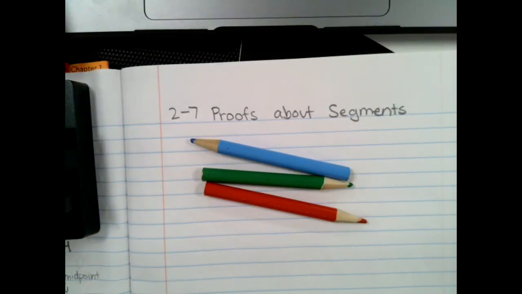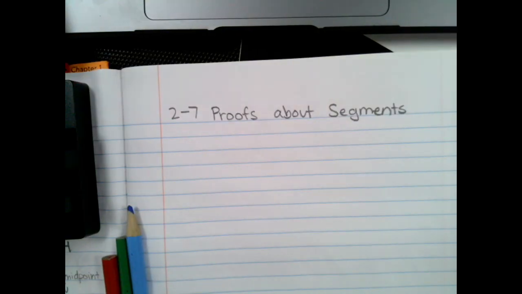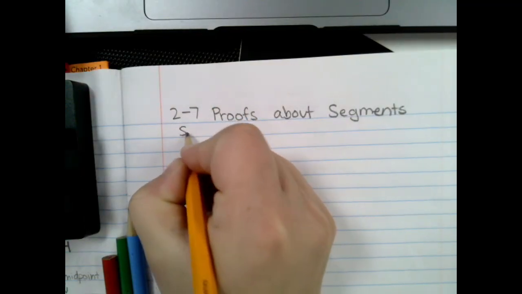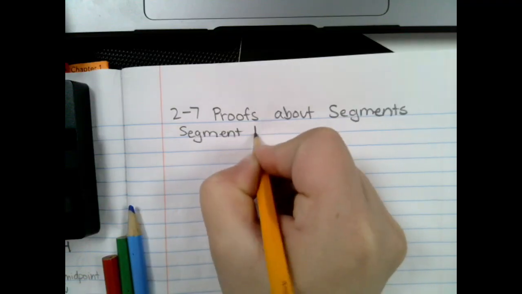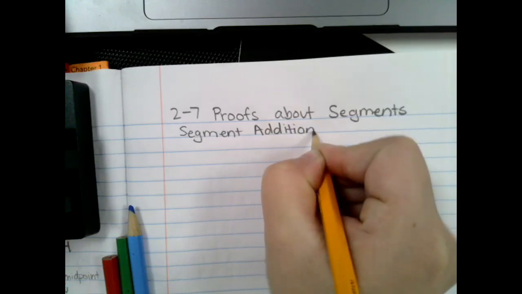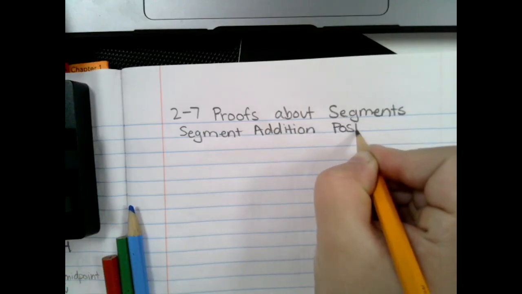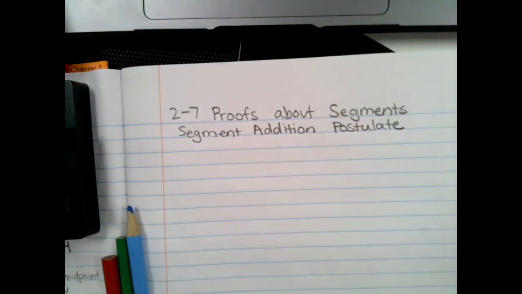Together that we can just put all the things that we have on for reasons. Okay, so another part that's going to go underneath that reason column when we're dealing with segments is going to be our segment addition postulate. Segment addition postulate. So take a look back at 2.5 if you need to.